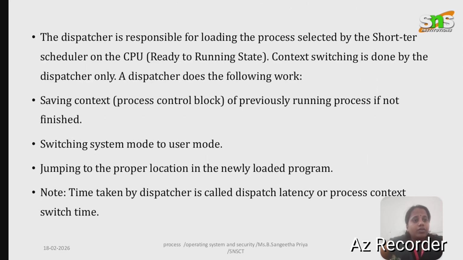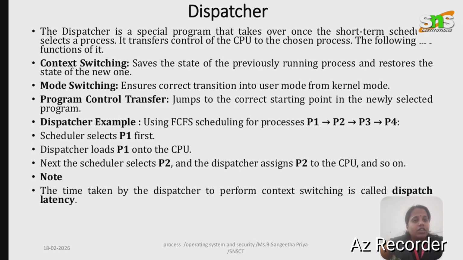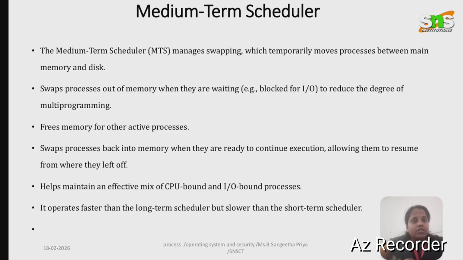The next we are going to see is the dispatcher, the executor. The scheduler only decides, but who actually gives the CPU? The job is done by the dispatcher. The dispatcher performs context switching, mode switching, and control transfer. Real-life example: movie director versus cameraman. The scheduler, the director, decides; the dispatcher, the cameraman, executes. The time taken by the dispatcher is called dispatch latency. Here is the example for dispatch latency.